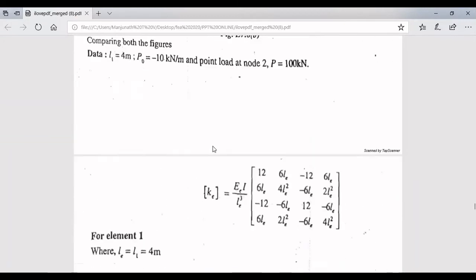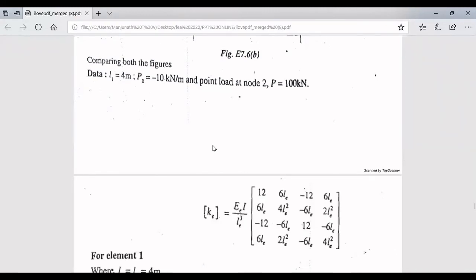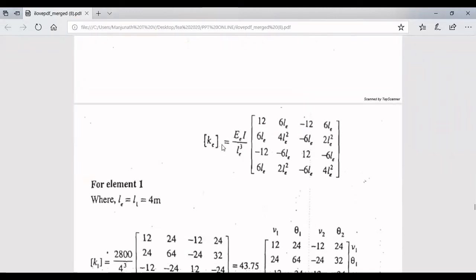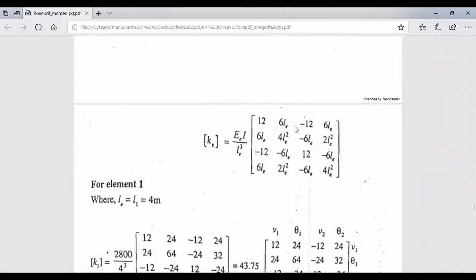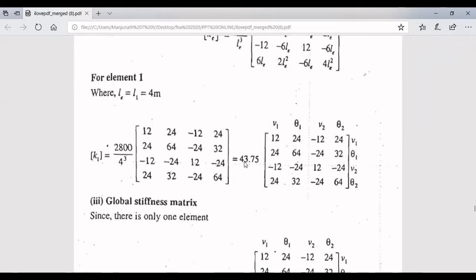Just find out your elemental stiffness matrix as per the finite element procedures. First calculate the elemental stiffness matrix. By using this elemental stiffness matrix, as you substitute the EI value as 2800 and the LE value as 4, and substitute all values in this equation, we are going to get 43.75 times the matrix: 12, 24, minus 12, 24; 24, 64, minus 24, 32; minus 12, minus 24, 12, minus 24; 24, 32, minus 24, 64.